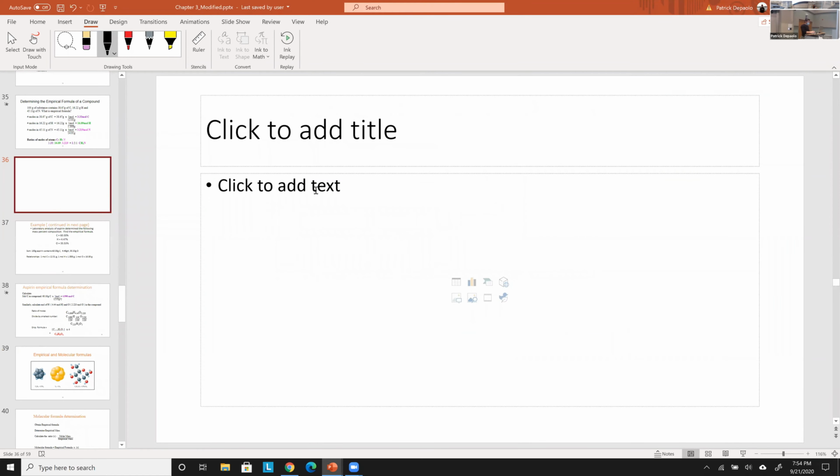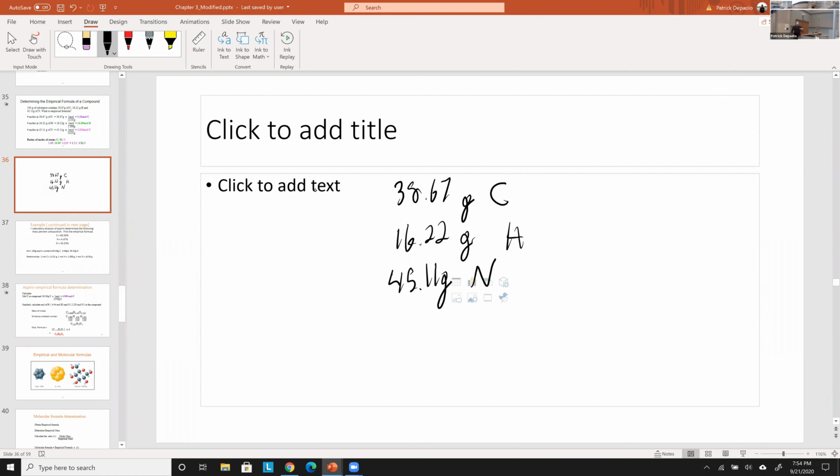All right, so we have 100 grams of a substance, and it contains 38.67 grams of carbon. It contains 16.22 grams of hydrogen, and it contains 45.11 grams of nitrogen. Now, this question did the converting from percentages to grams for you. So you don't have to worry about making it out of a 100-gram sample. If they're already in grams, you go from there.